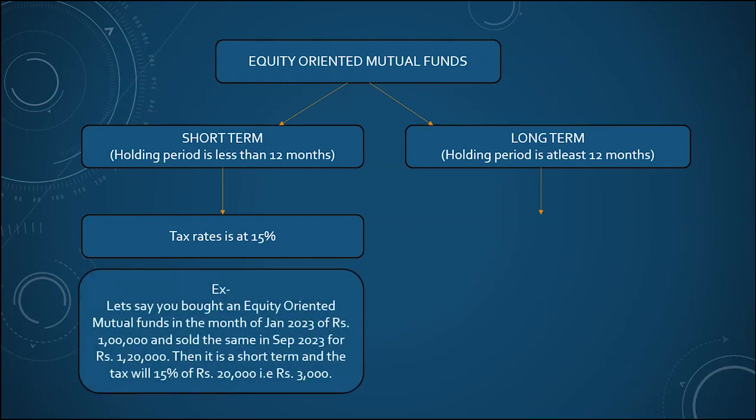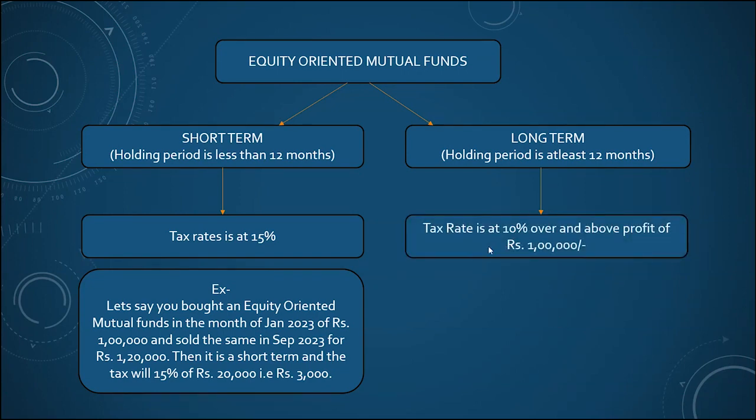Let's say you bought a mutual fund in the month of January for rupees 1 lakh and sold the same in September. As the holding period is less than 1 year, that will be termed short-term mutual funds, and the taxation will be 15% of the profit, that is 20,000. So the tax value will be 3,000.